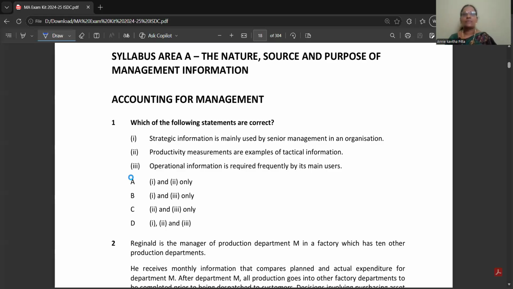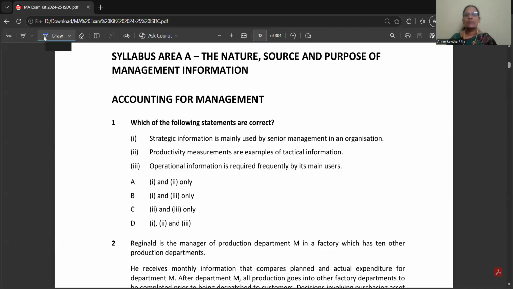Now from the first chapter, accounting for management: which of the following statements are correct? There are three statements given. Strategic information is mainly used by senior management in an organization. Predictive measures are examples of tactical information. And operational information is required frequently by its main users.